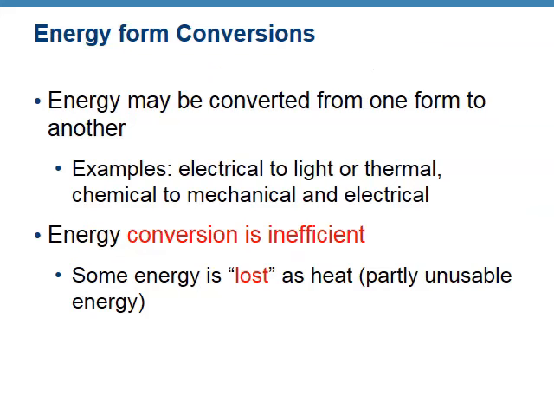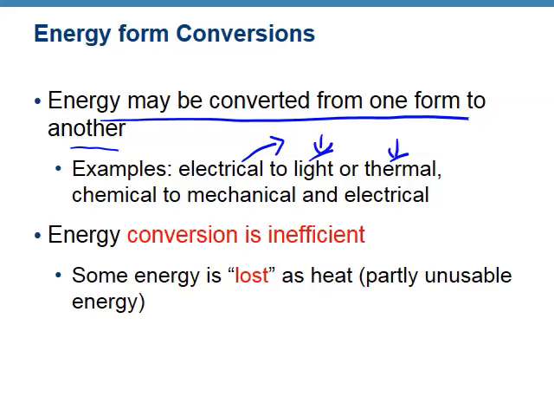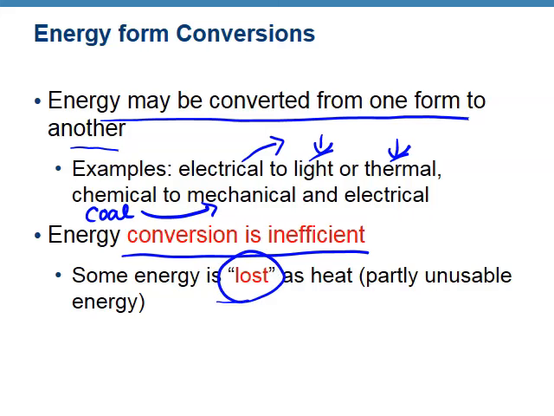So even though I've talked about energy conversions, this slide here is just stating that energy can be converted from one form to another. We've just seen how electrical was converted into chemical, which was then turned into mechanical energy. I've given some examples here, electrical to light or to thermal. So this is the electrical socket in your house, and you're using it to power a lamp or a heater. You can also take a chemical like coal and you can use it to power a train. So energy conversion is inefficient though, and some energy is always lost as heat.